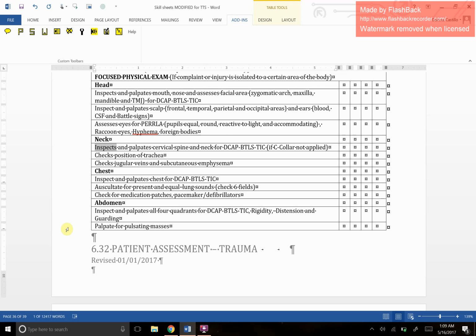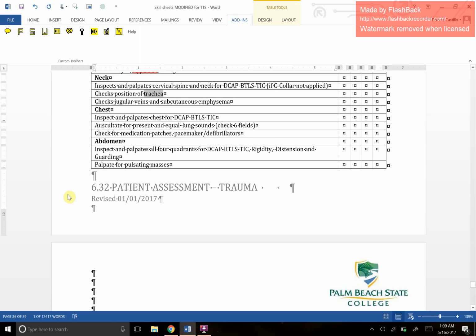Neck. Inspects and palpates cervical spine and neck for DCAPBTLS, if C-collar not applied. Checks position of trachea. Checks jugular veins and subcutaneous emphysema. Chest. Inspect and palpates chest for DCAPBTLS. Auscultate for present and equal lung sounds, check 6 fields. Check for medication patches, pacemakers/defibrillators. Abdomen. Inspect and palpates all 4 quadrants for DCAPBTLS, rigidity, distension, and guarding. Palpate for pulsating masses.